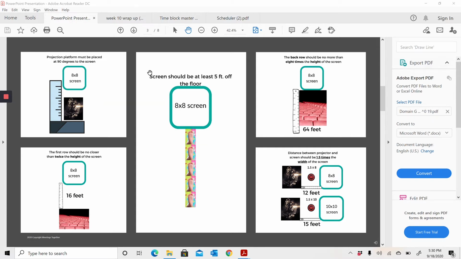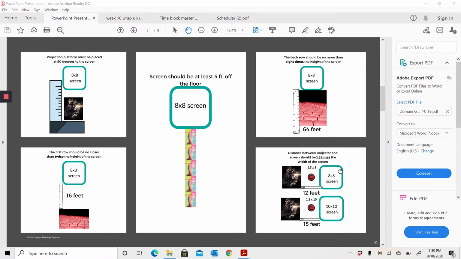And then in the middle here, we have the screen should be at least 5 feet off the floor. So if you count 1, 2, 3, 4, 5 little piggies, 5 feet off the floor is how high the screen should be placed. And then now we've got the back row. The back row should be no more than 8 times the height of the screen, because you don't want to be back in the nosebleeds and not be able to see what the screen is. So again, taking that 8x8 screen example, the people sitting in the cheap seats back there, 8 times the height of the screen. So 8 times 8 is 64. So no more than 64 feet is the last row.